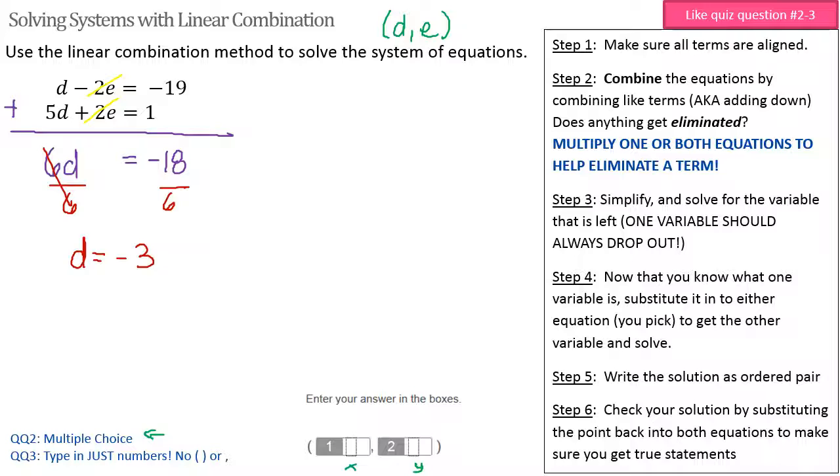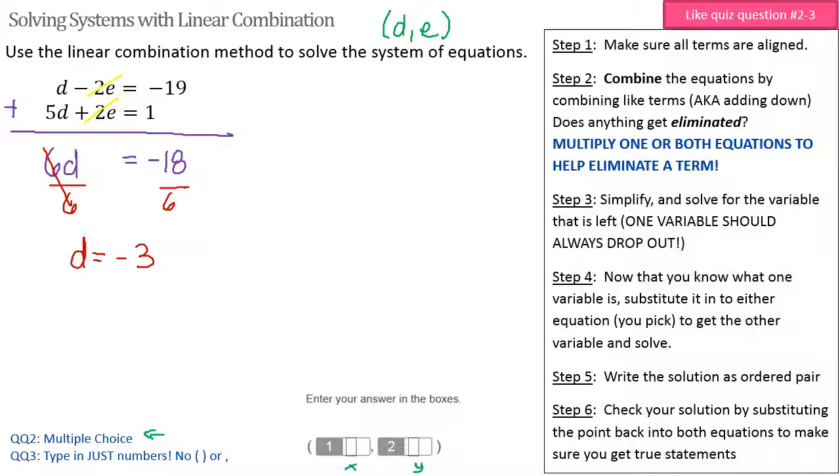We are now on step 4. We are going to substitute our d into either of the original equations. It doesn't matter which one. And we are going to simplify to get our other variable.